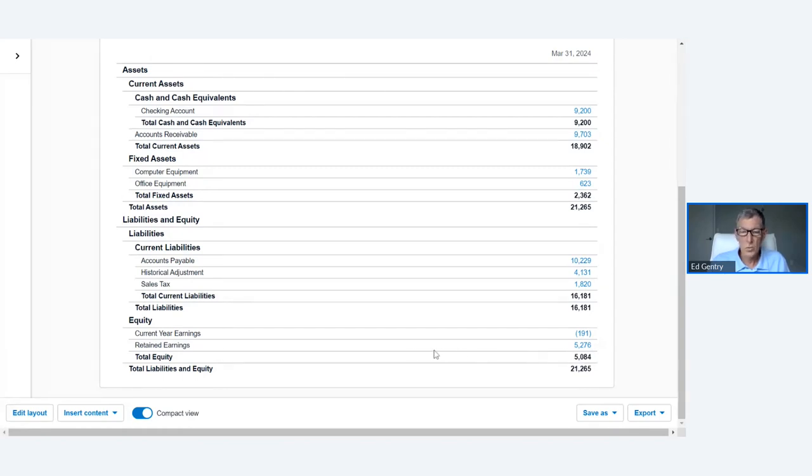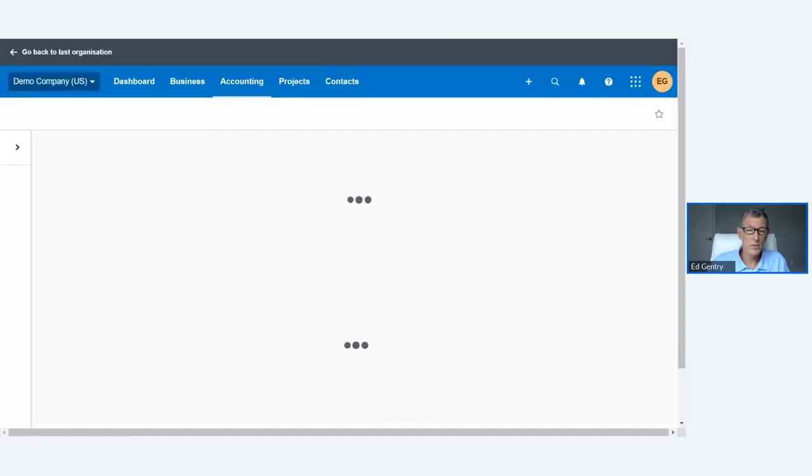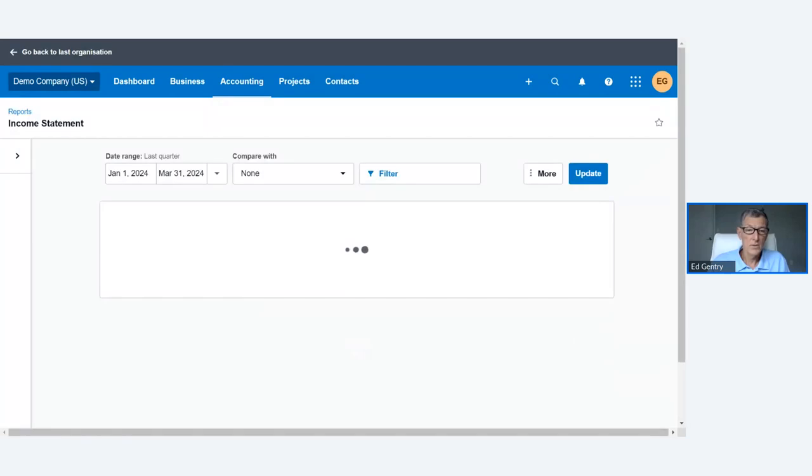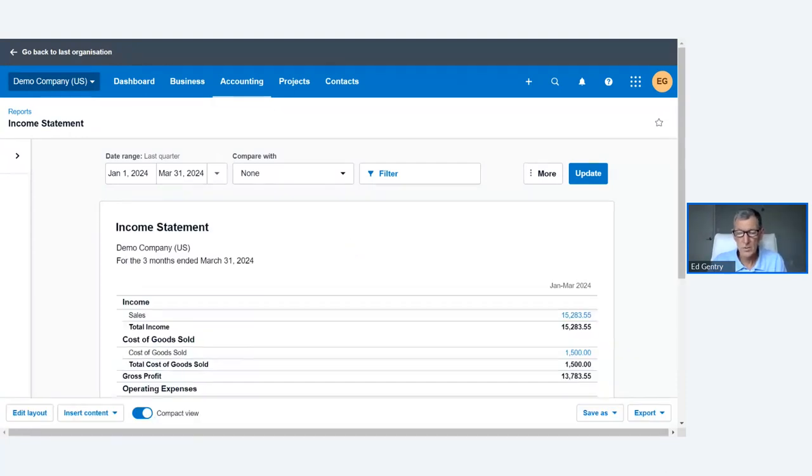Now, here's where the income statement and the balance sheet work together. So you'll see here in equity, it's broken down into two types. Current year earnings, which is negative $191. And if we click on that, that should take us to the income statement for that period. And let's see if it does. Income statement, it does. Okay, so this is why these two are connected and why I like to look at the income statement first, then the balance sheet. Sometimes you'll see the balance sheet first, but really you start with the income statement because the result of that flows over to your balance sheet.